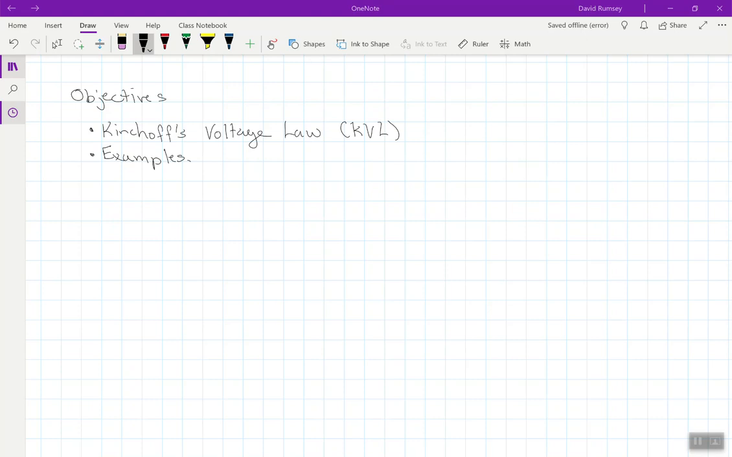We're now going to look at Kirchhoff's voltage law, which is also abbreviated KVL, so you're going to hear me use KVL as opposed to always saying Kirchhoff's voltage law. And then we're going to do some examples for this. Now, Kirchhoff's voltage law deals with loops.